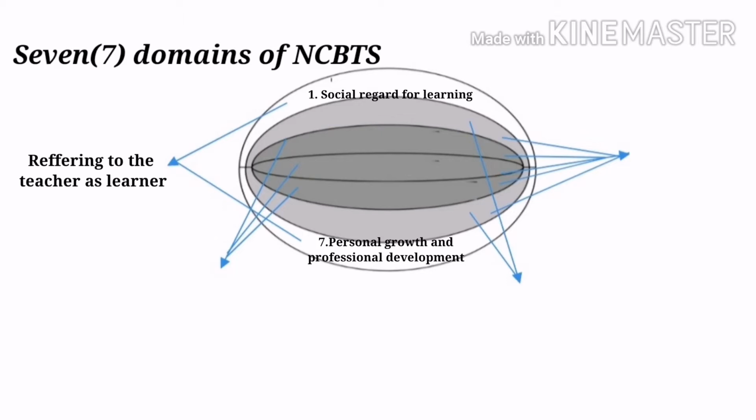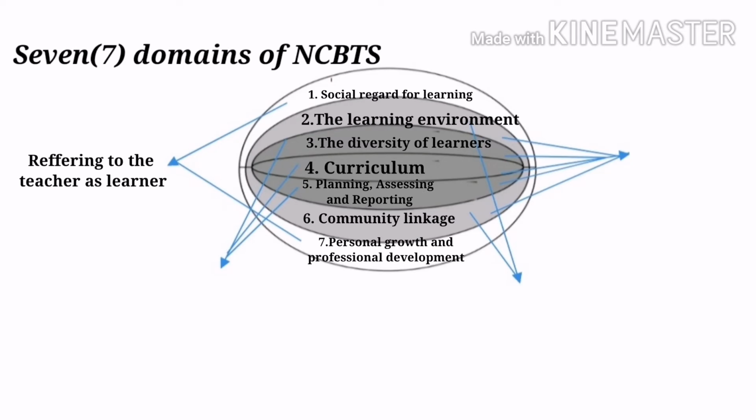So, ang Domain 1 and Domain 7, rini-refer siya sa teacher as learner dahil sa teacher makikita yung improvement or development. Domain 2, the learning environment. 3, the diversity of learners. 4, curriculum. 5, planning, assessing, and reporting. And 6, community linkage. So itong middle domain, Domain 2, 3, 4, 5, and 6, rini-refer naman siya as the teacher as facilitator of learning dahil ang teacher ang nagfa-facilitate or nagpa-plan sa kung paano mag-improve or matuto ang kaniyang mga estudyante at kung paano maging epektibo ang kaniyang mga techniques na gagawin.